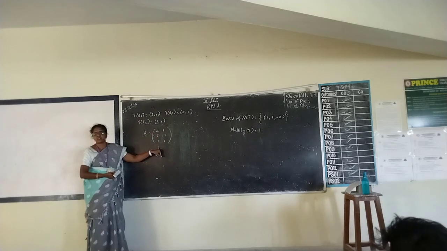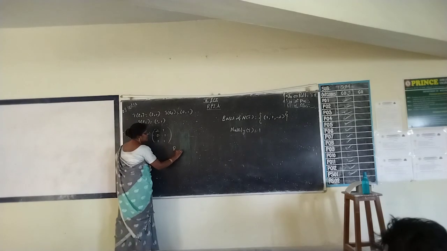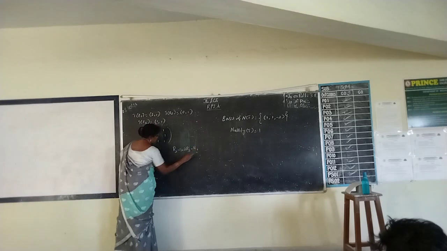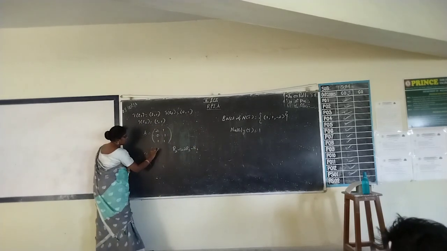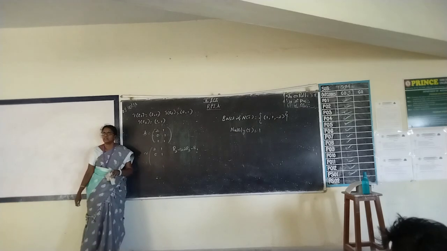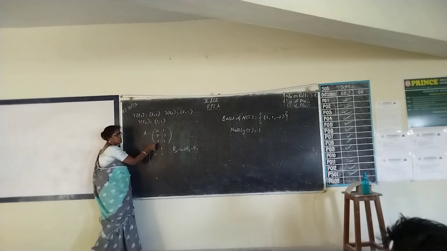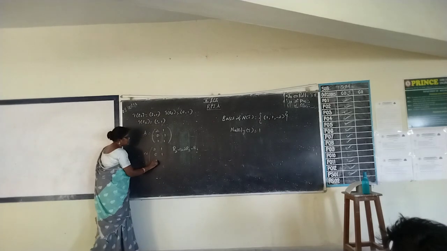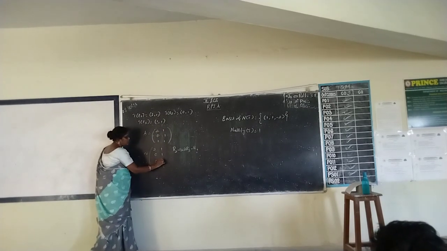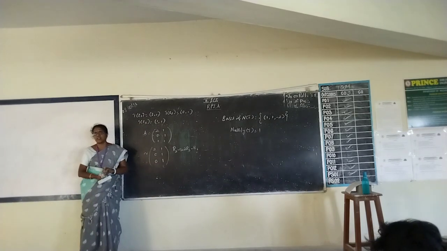So what is the transformation? R3 is transformed as 2R3 minus R1. So there is no change in the first and second row. It remains the same. Now the third row, what is that? 2 times R3. So 2 minus 2 will become 0. Then 2 minus 1 will become 1. If there is a possibility, you can use it.